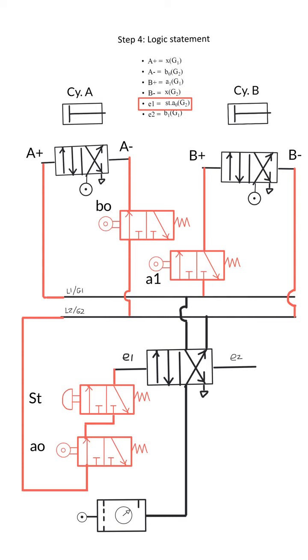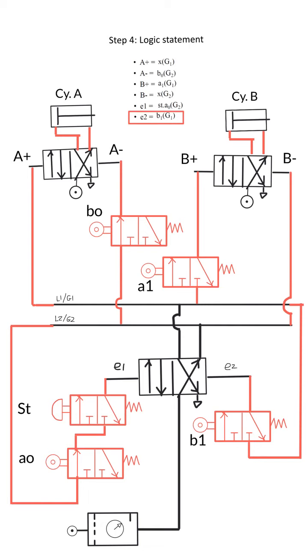And then for the connector E1, we have ST start, A node G2. So from E1 here, we have to connect with the start push button. So make sure you change the symbol here to a push button, and then connect it to A node. So again, A node, cylinder A is in retract position, so the piston is touching A node. So we have to put it on the left side, and then it is connected to line 2 G2.